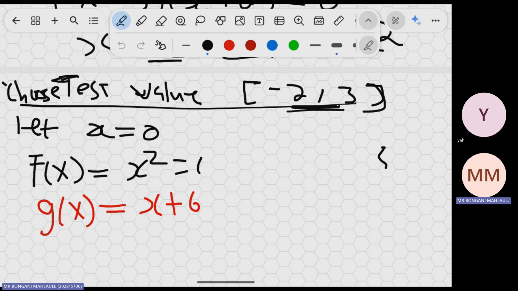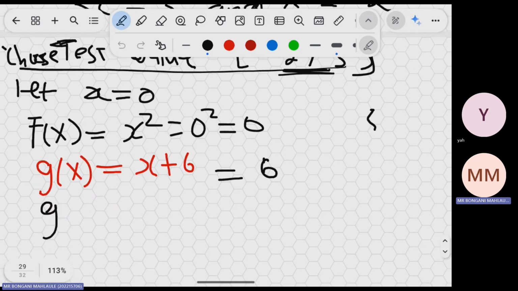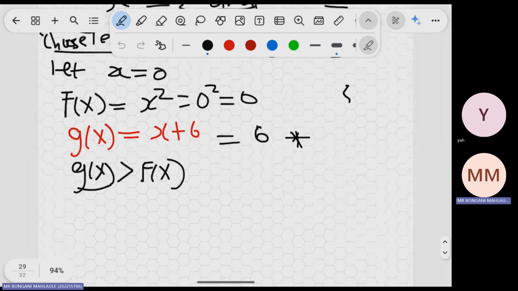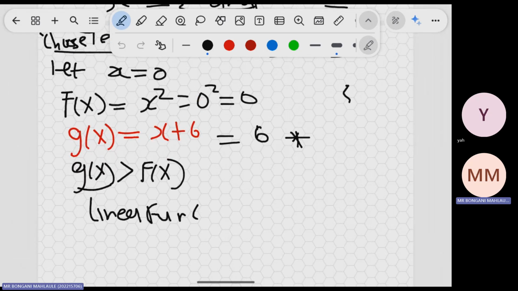But let me show it. It will be 0. For this one, your answer will be 6. So this is the bigger value, so g of x is greater than f of x. The bigger value shows that this will be the graph on top. The linear graph function, you know, will be the one found above.